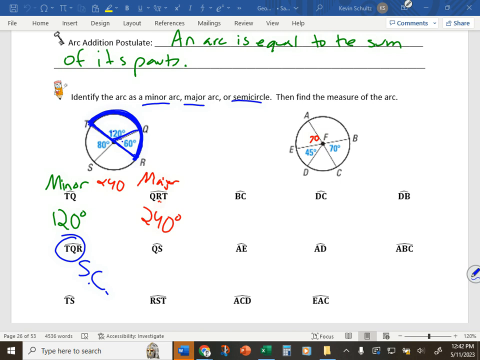Anything else? Oh, no, it's actually good. You need to be quiet. Thank you. Semicircle. Alright, that is high math.